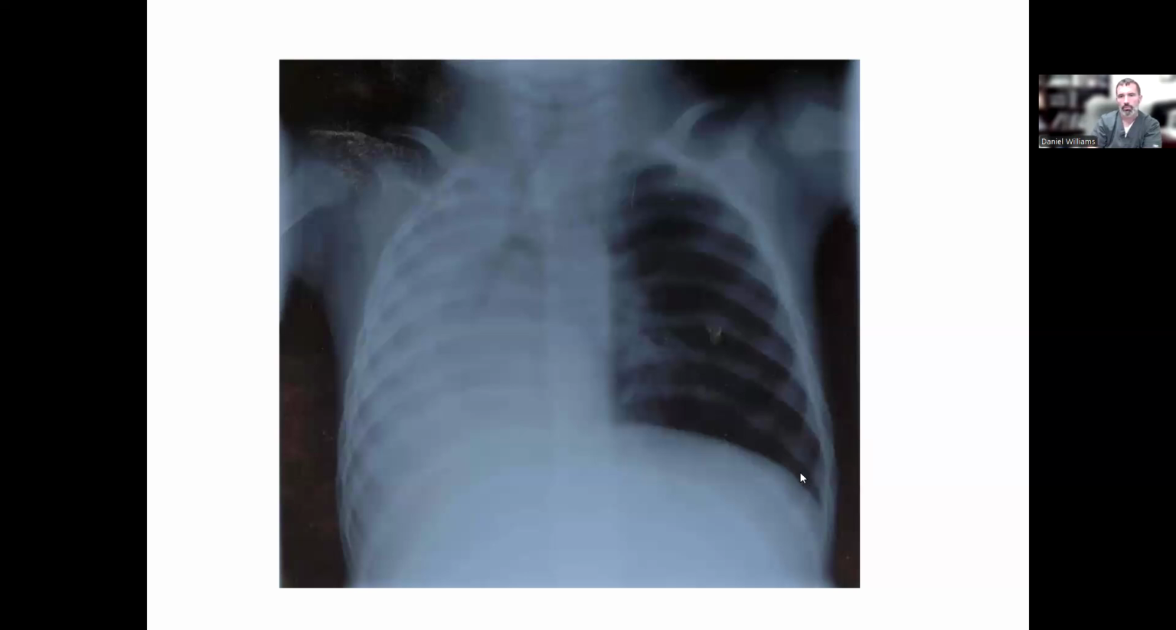The costophrenic angle over here is nice. You have decent vascular markings that extend out. So over here, it would likely be an increase in lung tissue density, pneumonia or something that would cause the trachea to pull toward the affected side.